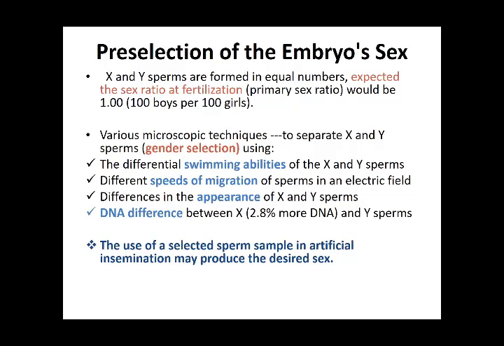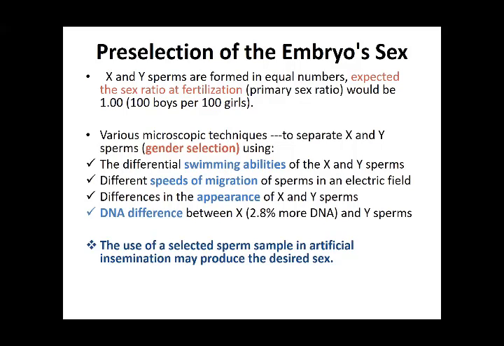Pre-selection of the sex, how can it be done? X and Y sperms are formed in equal numbers because of the division, so it is expected that there should be 100 girls and 100 boys, but various techniques are used to get the selected sex, whether they want a baby girl or a baby boy. So they separate the X and Y sperms. This process is called gender selection, when you separate out X and Y and you select and make a combination of XX or a combination of XY. By your own choice, you produce a baby girl or a baby boy.